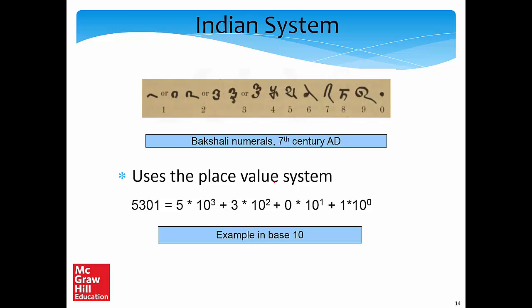In comparison, the Indian system, which later on became the Indo-Arabic numeral system, had the number 0, which is the crux of the idea. This is an old script recovered from Bakhshali, which is in modern-day Pakistan actually, from the 7th century AD. It uses the place value system. So what is the place value system? Any number of this form is 5 times 10 to the power 3 plus 3 times 10 squared, plus 0 times 10 to the power 1 plus 1 times 10 to the power 0. The number 10 over here can be considered to be the base. This particular example is an example in base 10.